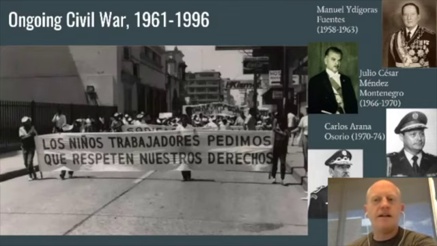In 1970, Carlos Arana Osorio took the helm. He was known as the Butcher for a horrible massacre that he led in the town of Zacapa in 1968. At that point, he was running a counterinsurgency that was supported by the United States. They had provided training and weapons to go after leftist militants, guerrillas, and Arana Osorio really heightened the civil war.